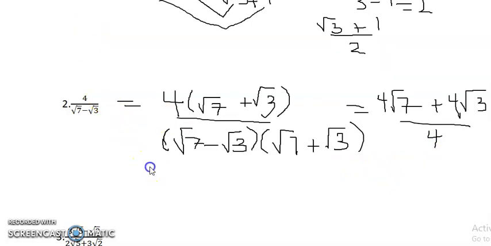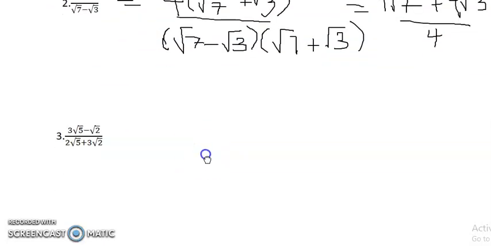Let's try this last one yourself. 3 root of 5 minus root of 2 over 2 root of 5 plus root of 2.